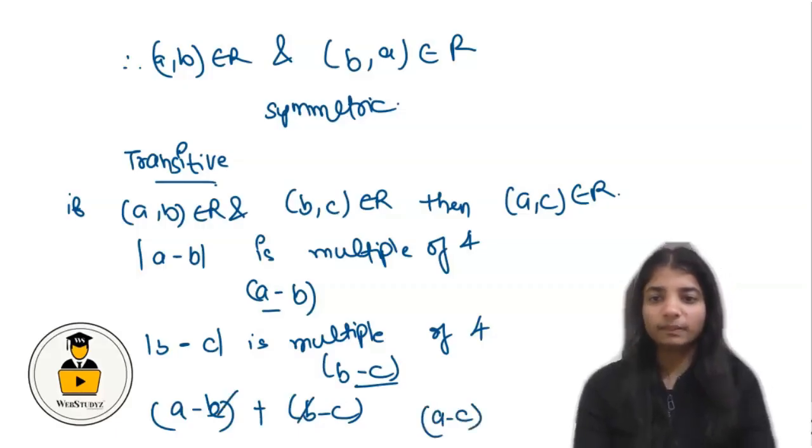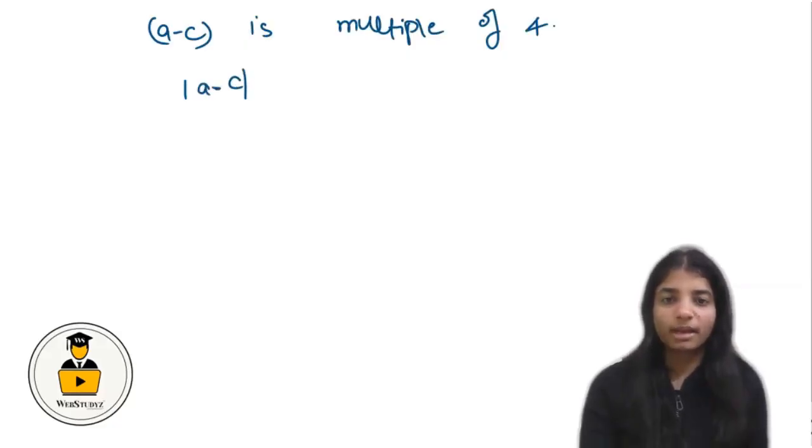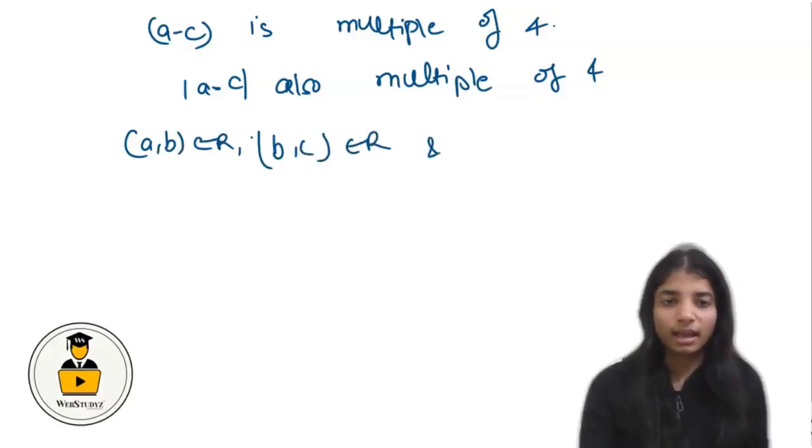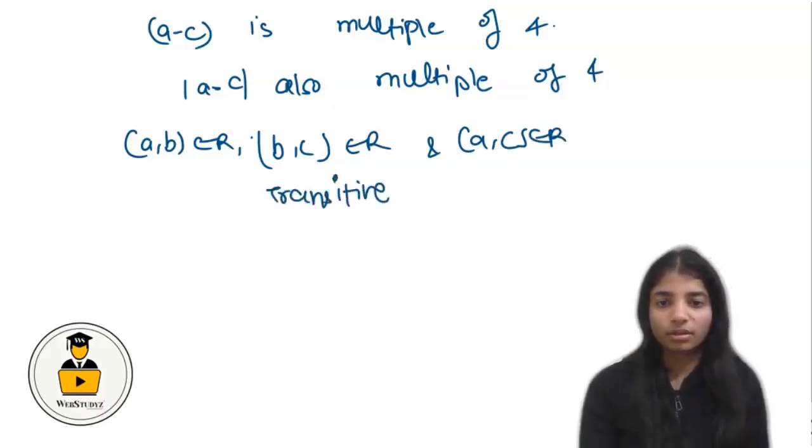So we can say that a minus c is a multiple of 4. If a minus c is a multiple of 4, so the mod of a minus c is also a multiple of 4. So we can say that if (a, b) belongs to R and (b, c) belongs to R, then (a, c) also belongs to R. So this is a transitive relation. So this is the answer to part 1.